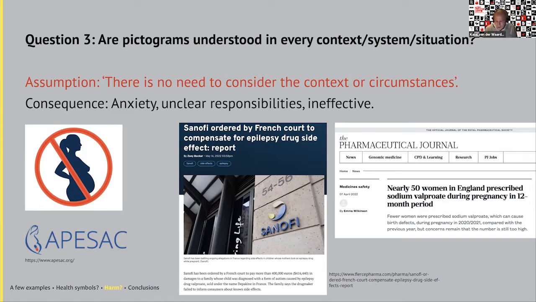This example shows that pictograms must be considered in specific contexts. If it's not embedded, pictograms fail to perform and give a false sense of security, and that is very, very harmful.